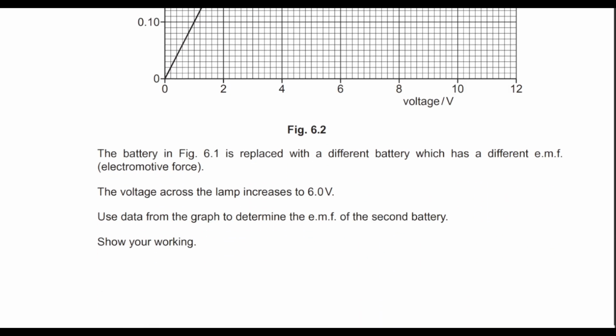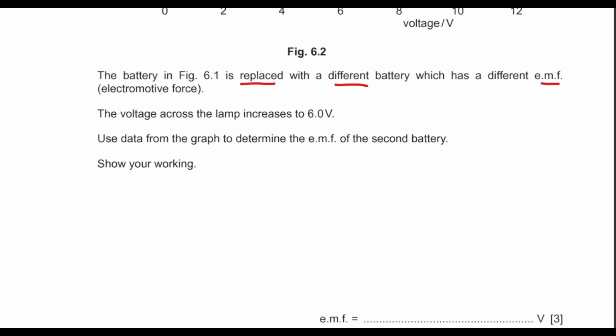So he says that the battery in figure 6.1 is changed by a different battery, a new battery that has a different EMF. Now he doesn't tell you whether the EMF is high or low. The voltage of the lamp increases to 6 volts. Previously it was 3 volts, today it is 6 volts.